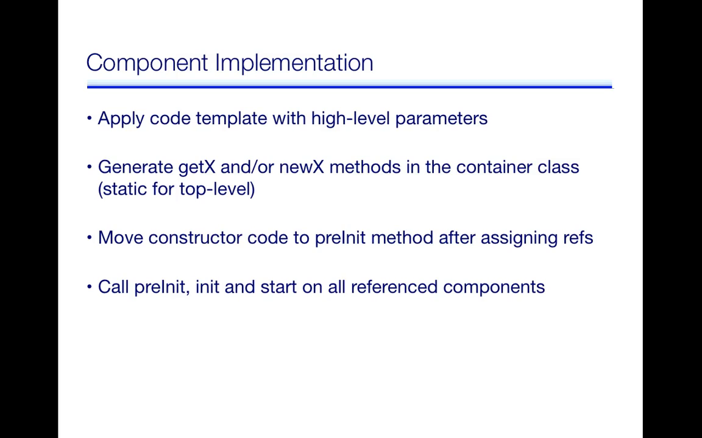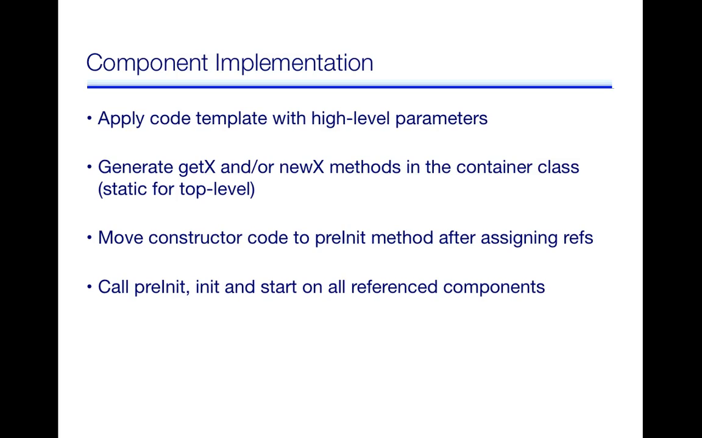Now let's look at the implementation for component types. They're implemented by applying a code template with high-level parameters. When you're generating an object, a getX method is implemented, which creates that component. And when it's a class, a new X method is generated. And if you're in an inner class, those methods are part of the enclosing class. If you're at a top-level class, there's a static method. So this lets you use components and objects even from non-LayerCake code, as long as you know the naming convention for how those methods are defined.